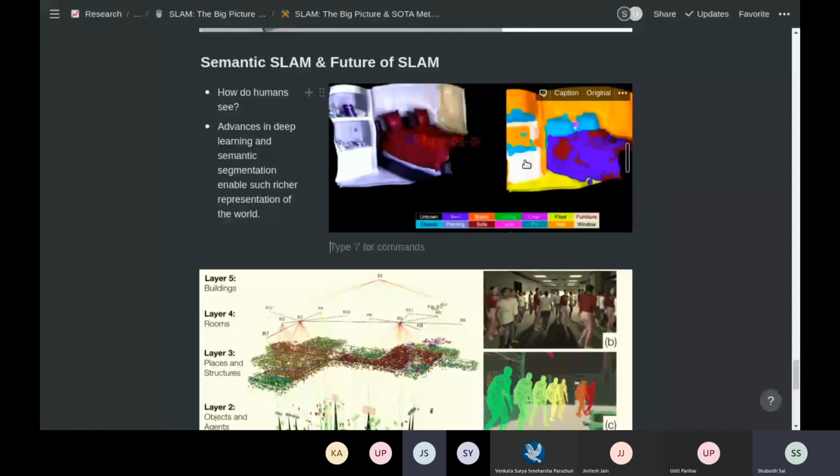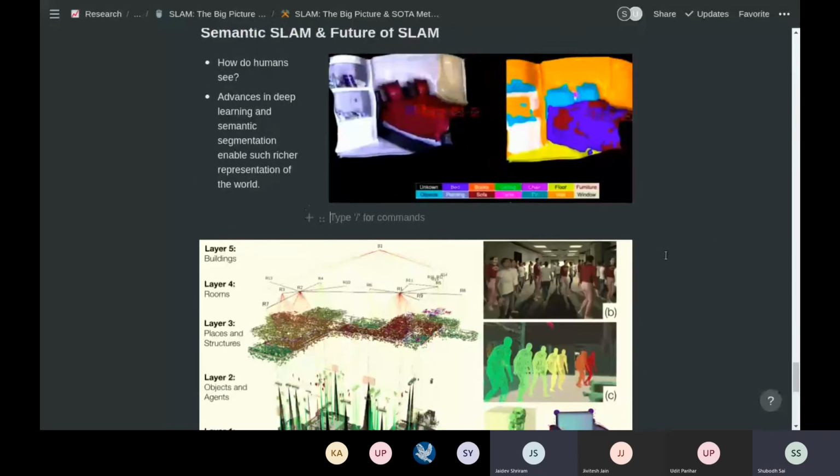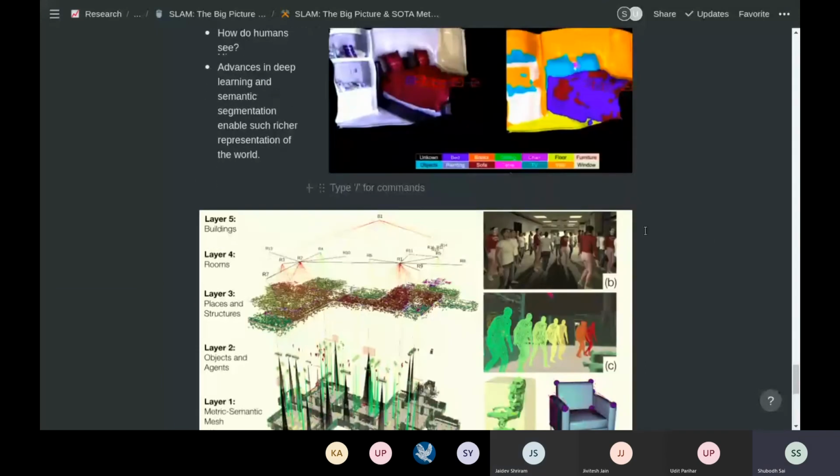So why is semantic SLAM groundbreaking? Because we know that there have been classifiers. You will come to that. We'll come to how semantics helps SLAM and SLAM helps semantics.